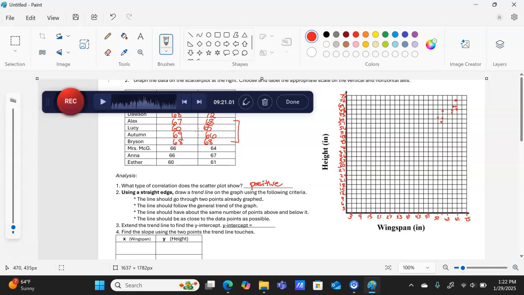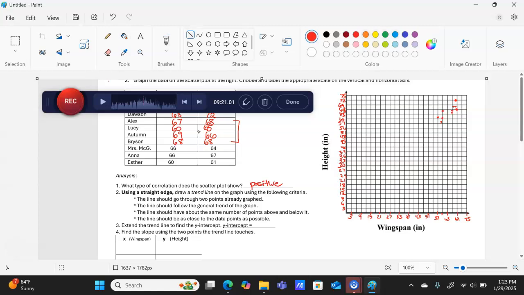And then now using a straight edge, we want to draw a trend line. The line should go through 2 points already graphed. The line should follow the general trend, so it should go up and to the right. The line should have about as many points above and below it. We had 10 points, and two of them we're going to use in the line, so we should have roughly 4 above and below. And the line should be close to the data.